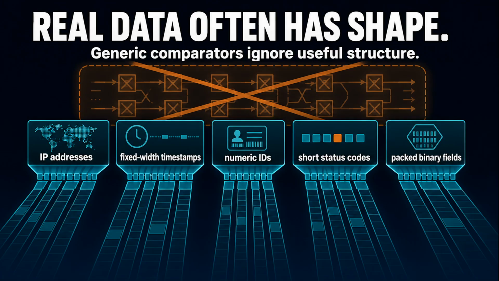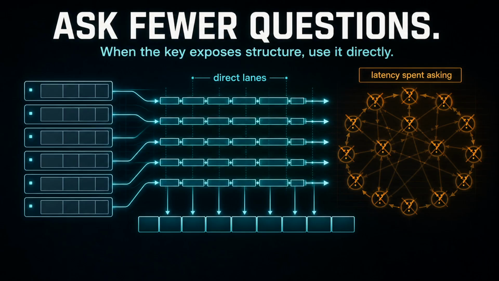Production systems are full of structured keys. For example, IP addresses, fixed-width timestamps, numeric IDs, short status codes, packed binary fields. Yeah, a generic comparator treats those values like sealed boxes. It asks pairwise questions over and over. A non-comparison sort opens the box and uses the bytes, digits, or range directly.